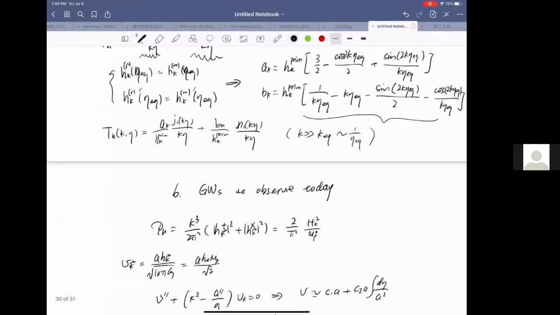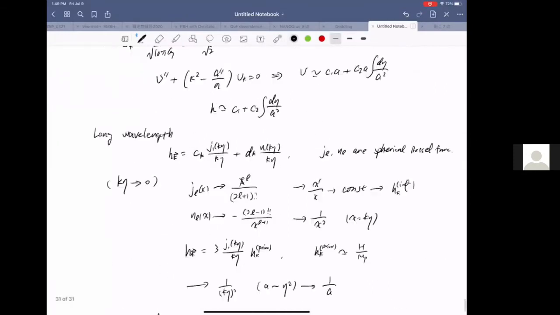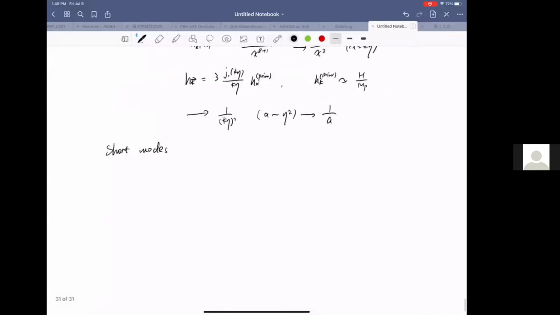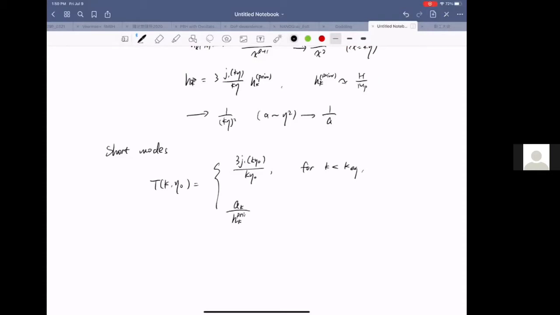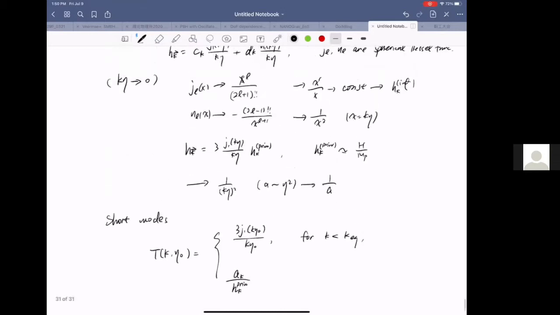Okay. So as a summary, I will just write it in here. So you have the transfer function, where we put eta to today, so that we can connect this to the observation. For long wavelength modes, this is quite easy. And for short wavelength modes, I'll just copy it here.